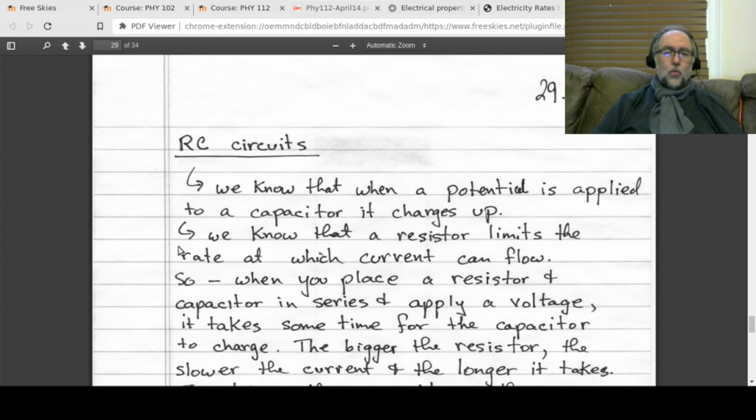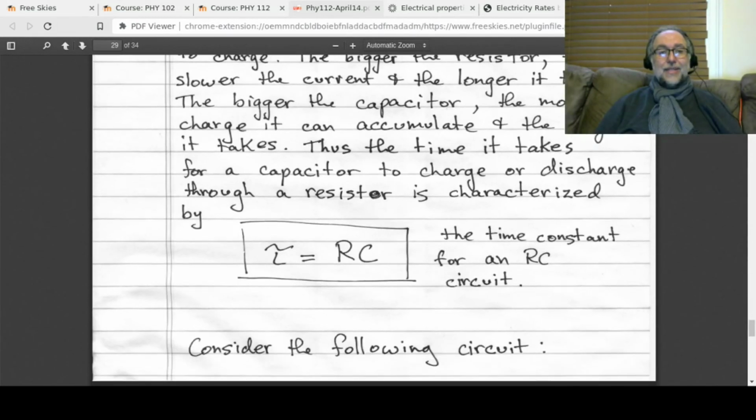So what determines how long it takes the capacitor to charge up are two things: the size of the capacitor and the size of the resistor. And this leads us to this characteristic time of the circuit. It's called the time constant. I say characteristic because it characterizes the rate at which a capacitor will charge up. The time constant is a product of two things: the resistance times the capacitance. The bigger the resistor, the longer it'll take to charge up. The bigger the capacitor, the longer it'll take to charge up.